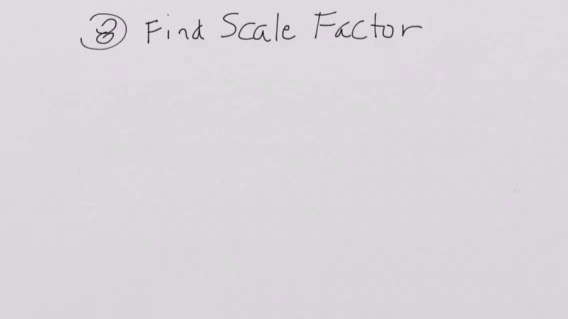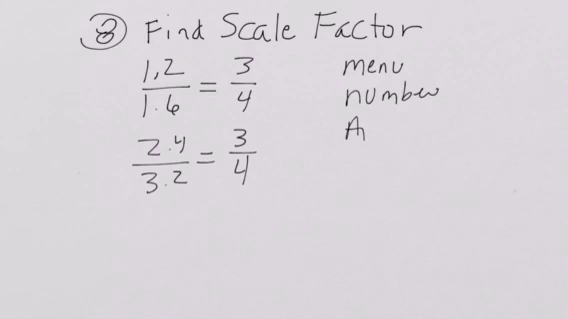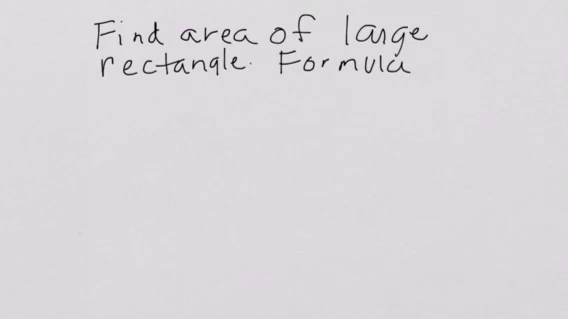Now we need to find our scale factors. So we're going to go ahead and take the smaller rectangle, 1.2, and find our corresponding side, 1.6. Put that into the calculator, convert it into a fraction, and that's going to be 3/4. The next one that we're going to do is going to be 2.4 over 3.2. Put that into the calculator, convert it to a fraction, and then you have 3/4. Remember that you can use menu, number, and then approximate to fraction if you want to change a decimal to a fraction. So our scale factor is 3/4.